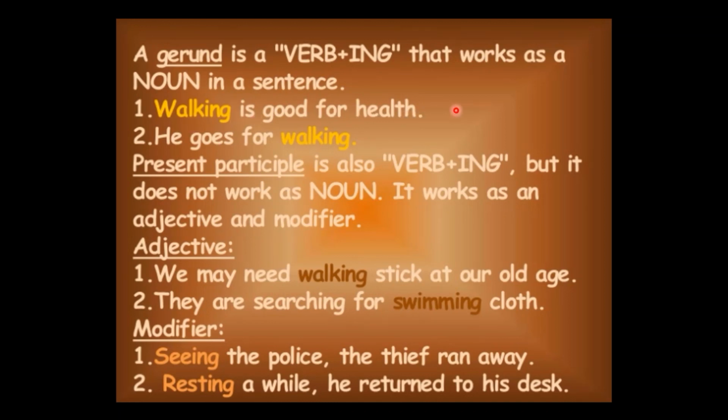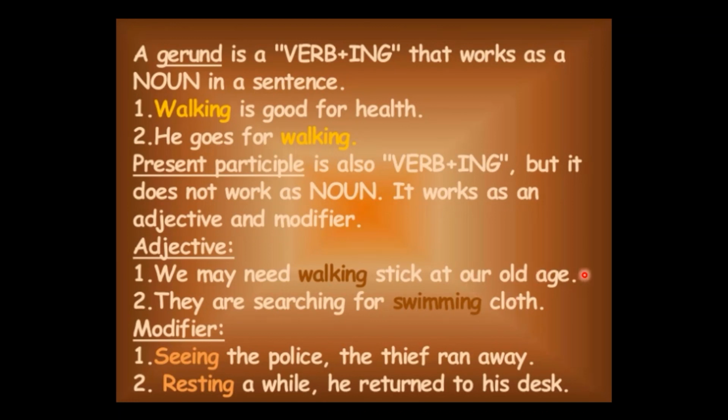Then again, to confirm whether it is being used as a noun, you will make a question of what. What is good for health? Walking. He goes for what? Walking. So the answer to what can be a noun or an object. Next, see, a present participle is also verb plus ing, but it doesn't work as a noun. It works as an adjective and a modifier. So see this: we may need a walking stick at our old age. Here you will make a question: which.